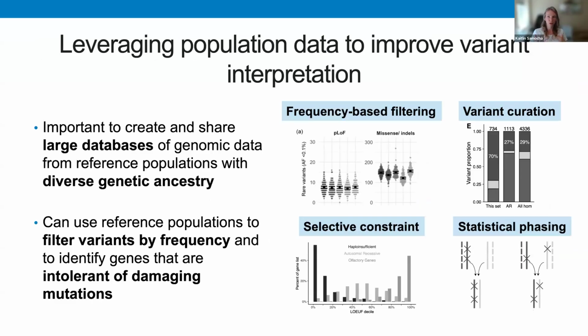So just to wrap up, we do think it's quite important to have these large databases of genomic data coming from reference population individuals, specifically those with diverse genetic ancestry. And we can use this population data to filter variants, not just based on frequency or some disease-associated frequency, but also to use the patterns of variation to identify genes that are under selective constraint or to potentially predict phase in exome sequence samples. And of course, variant curation is always something to keep in the back of your mind. If something looks interesting, you might want to check out how much you believe it.